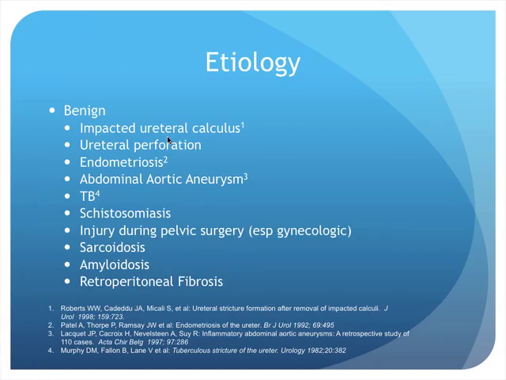So some of the etiology, some of the benign causes of ureteric strictures include an impacted ureteral calculus, ureteral perforation during ureteroscopy. Things like endometriosis, abdominal aortic aneurysms have also been shown to cause strictures. Inflammatory and infectious causes include TB, schistosomiasis, sarcoid, and amyloid, as well as RPF, which is well known. Iatrogenic injury is a very common cause, especially during gynecologic surgery, which can be up to 75% of iatrogenic injuries.